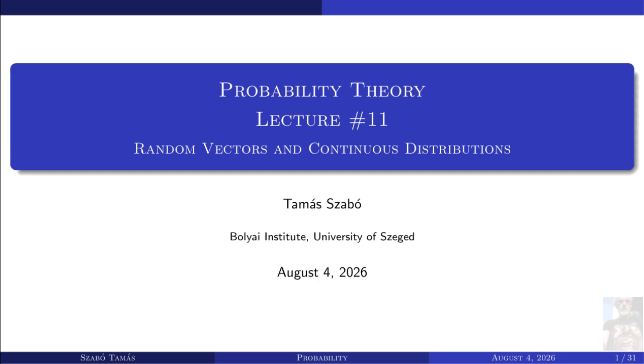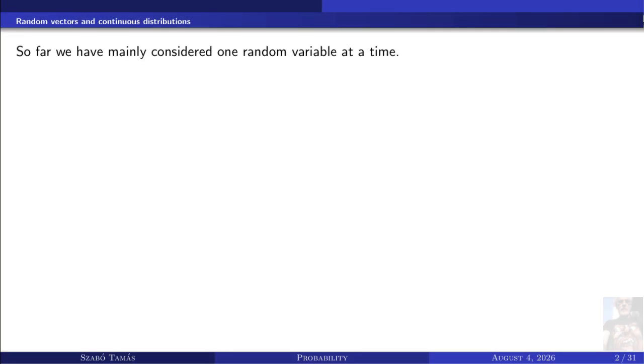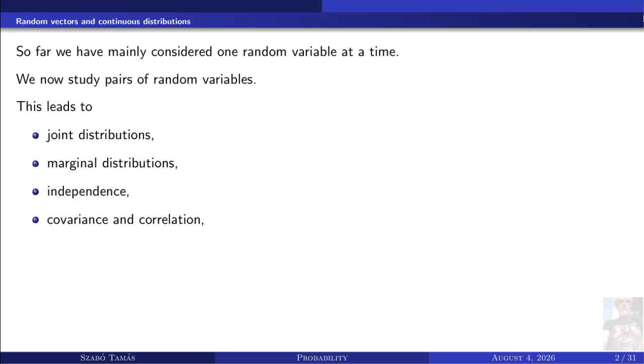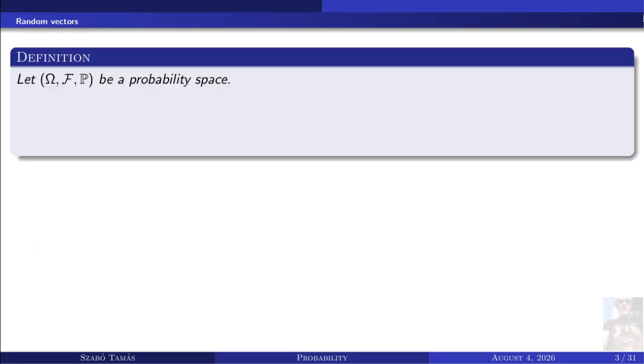Lecture 11. Probability Theory, Random Vectors and Continuous Distributions. So far, we have mainly considered one random variable at a time. We now study pairs of random variables. This leads to joint distributions, marginal distributions, independence, covariance and correlation, and continuous distributions described by density functions. We begin with random vectors.